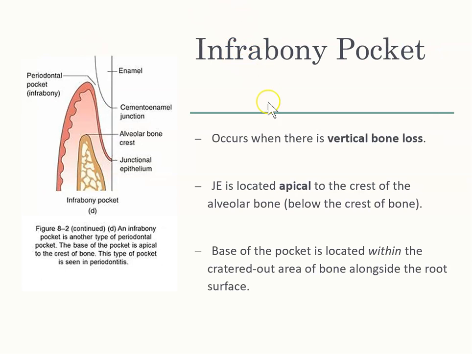Infra means below. An infrabony pocket is where the junctional epithelium is below, is infra to, the alveolar bone crest. This happens when you have vertical bone loss, as we see here. So vertical bone loss and infrabony pocket go together. The junctional epithelium is infra, below the alveolar bone.